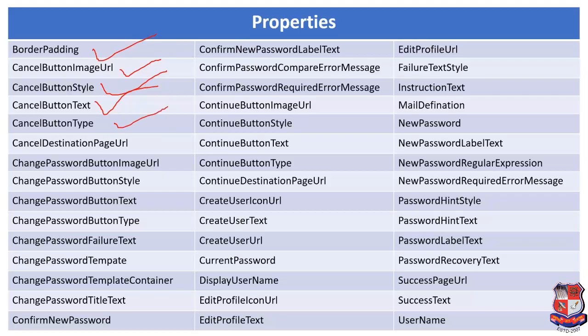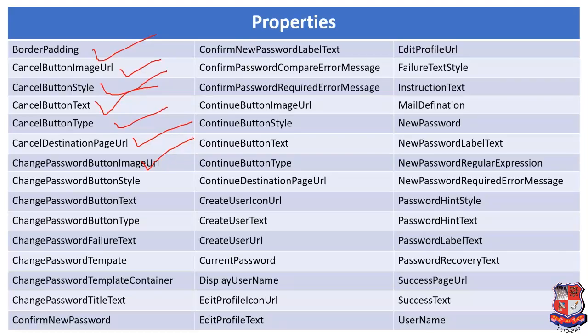Next is CancelButtonType. It is used to set or retrieve the type of the button to use for the cancel button when customizing the change password control. Next is CancelDestinationPageUrl. It retrieves or specifies the URL of the page that the user is shown after clicking the cancel button in the change password control.